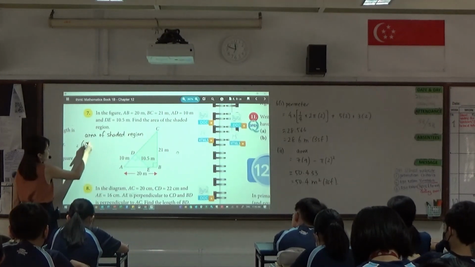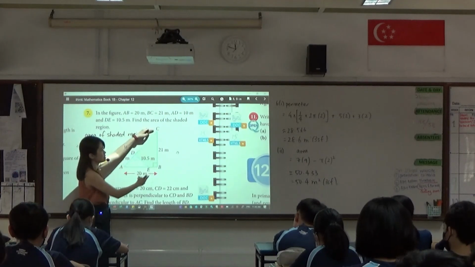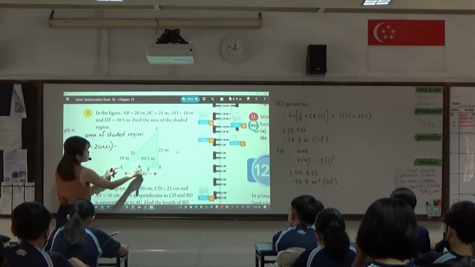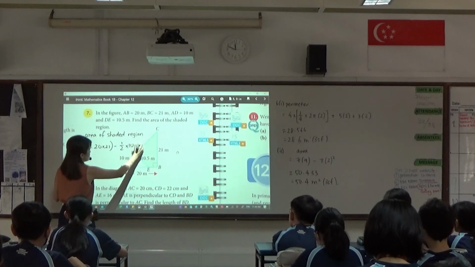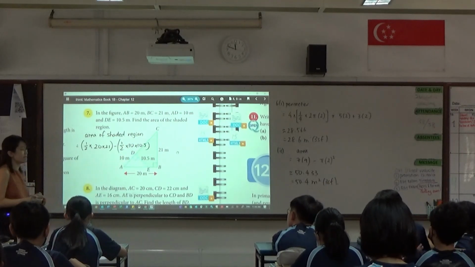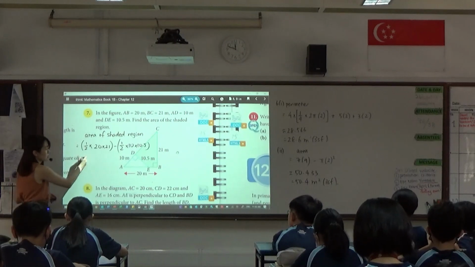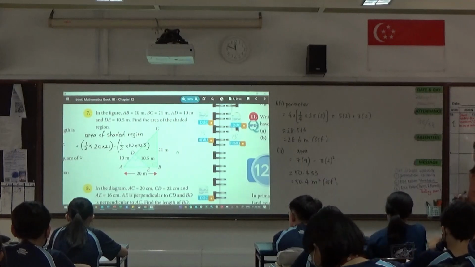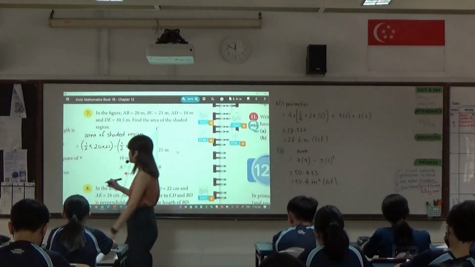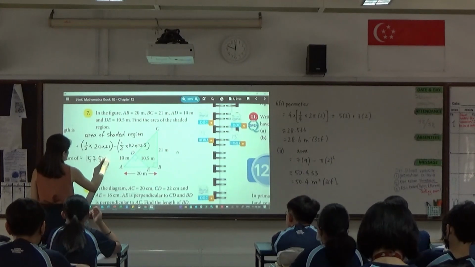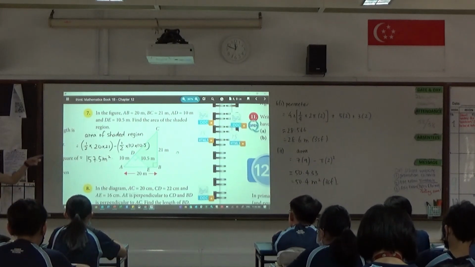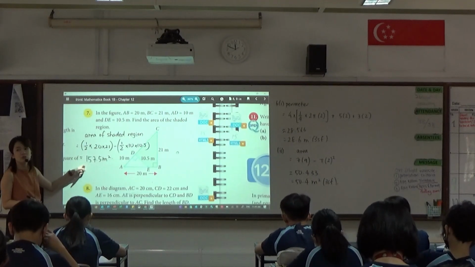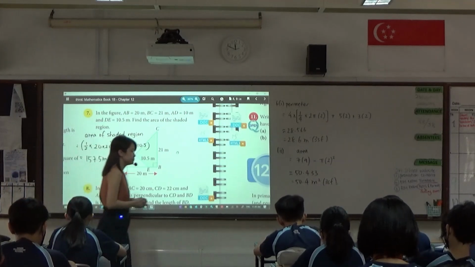So the bigger triangle will be half times base 20 meters times the height 51, minus away the area of the smaller triangle. Half times 10 times 10.5. And then you just hit the calculator and you get the answer. Alright? So that's 157.5. This one, do we need to round to 3SF? Should we? No. Answer is exact, so it should be left as an exact number.